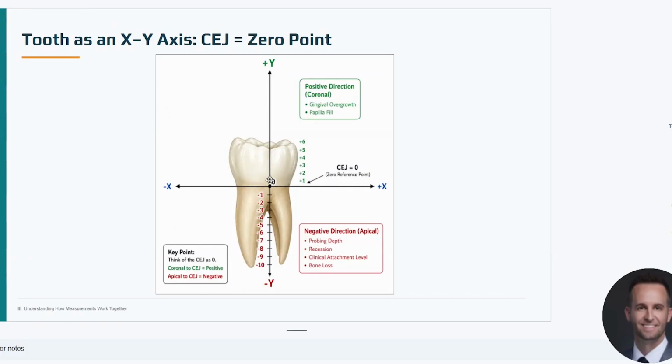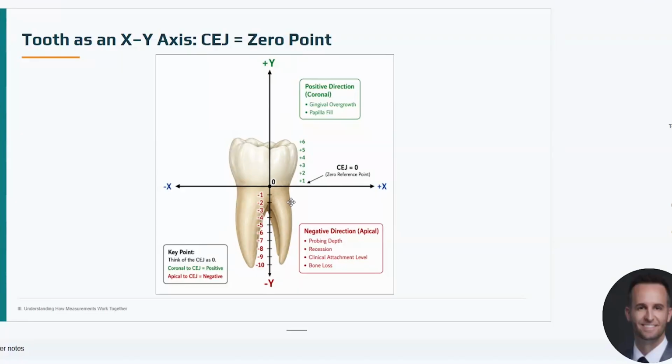If we look at everything going down the root, we're going to conceptualize that as a negative value: -1, -2, -3. Everything going above or coronal to the CEJ, which is where this x-axis line is, is going to be a positive value: +1, 2, 3, 4. The CEJ is our reference point. Coronal is positive, apical is negative.